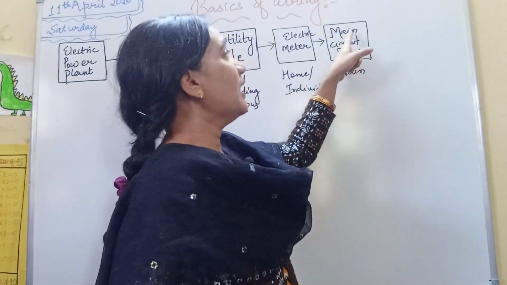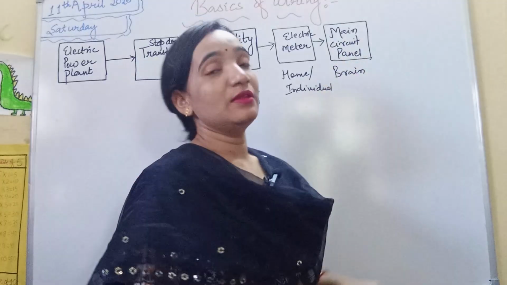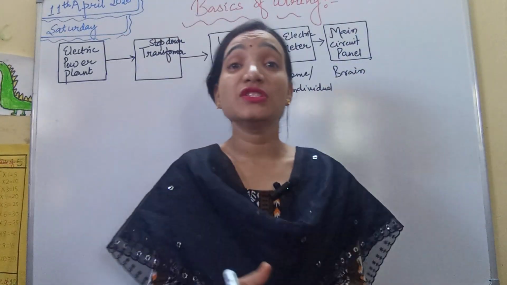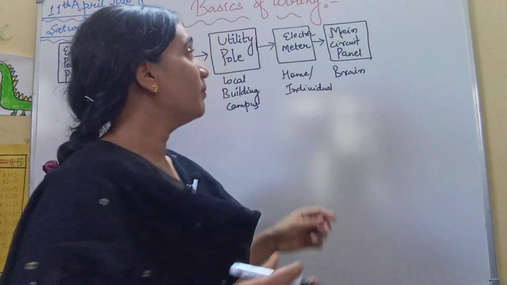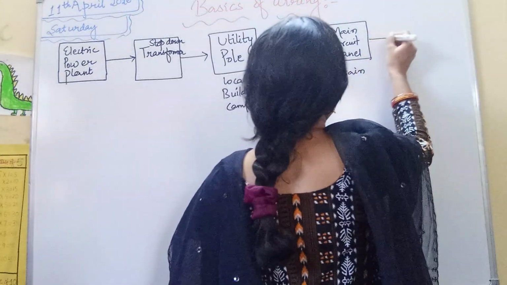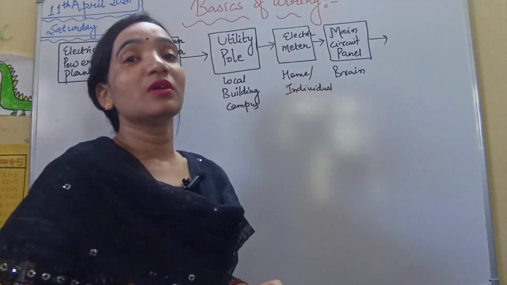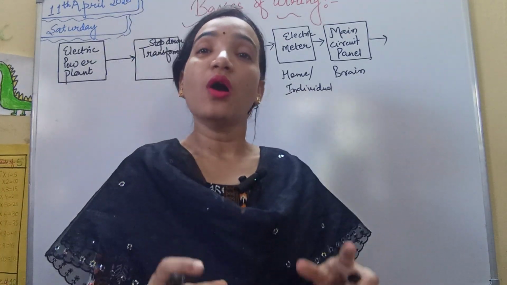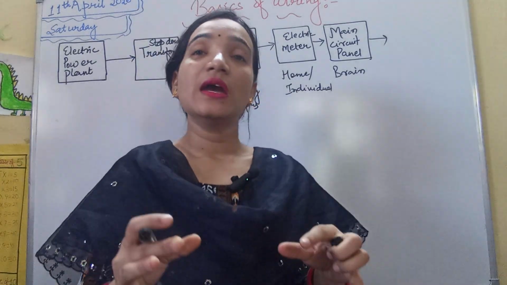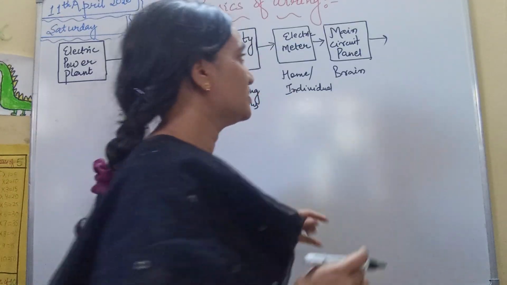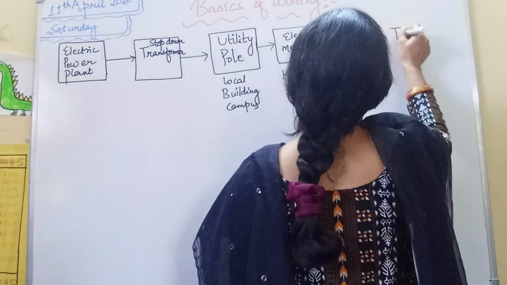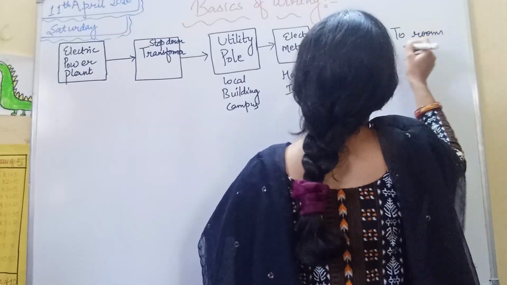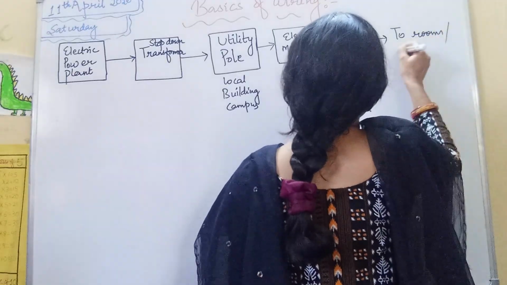After the main circuit panel, which is also called the circuit breaker or the main switch of our home, the electricity goes to the individual rooms, or to the place, the destination, where we need it.